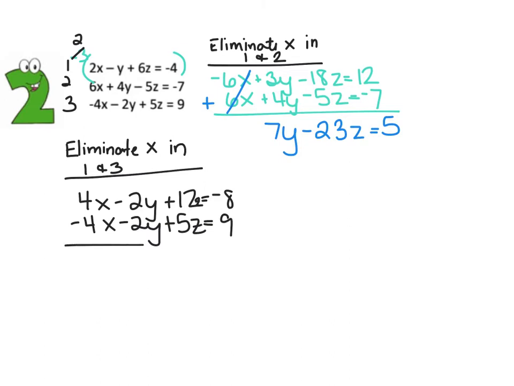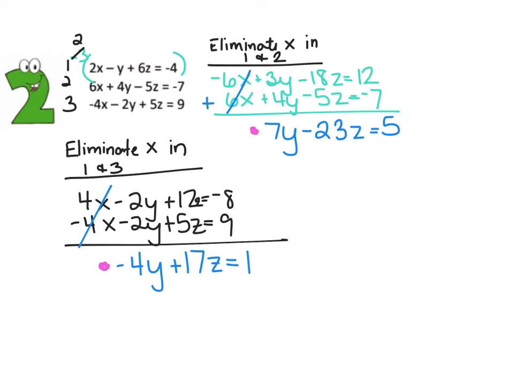Equals 9. And now I stack and add. So my x's disappear, and I have -4y plus 17z, my handwriting's a little sloppy there, equals 1. So now I create a new system out of my two new equations from 1 and 2. So that's this one here and this one here.